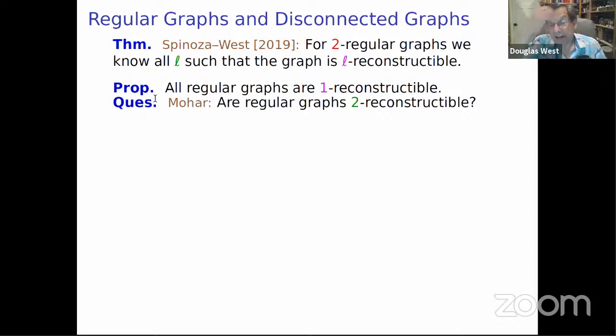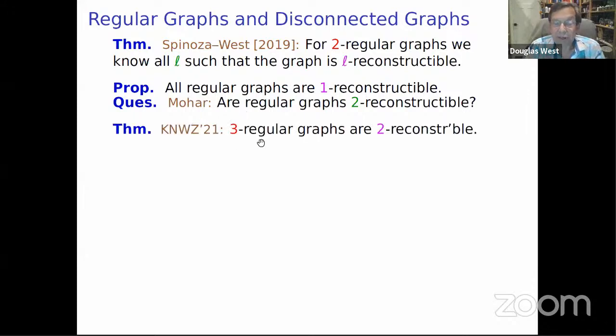Okay, so Boyle and Mohar asked us, can we say that regular graphs are 2-reconstructible? Already, it's not so obvious. And we were able to show that 3-regular graphs are 2-reconstructible. So that's just the very next step beyond what's up here. And that's not easy. It takes us about 10 lemmas to restrict the properties of a 3-regular graph that might have a graph non-isomorphic to it with the same deck. Eventually we were able to restrict the properties sufficiently that there is no counterexample. So 3-regular graphs are 2-reconstructible.